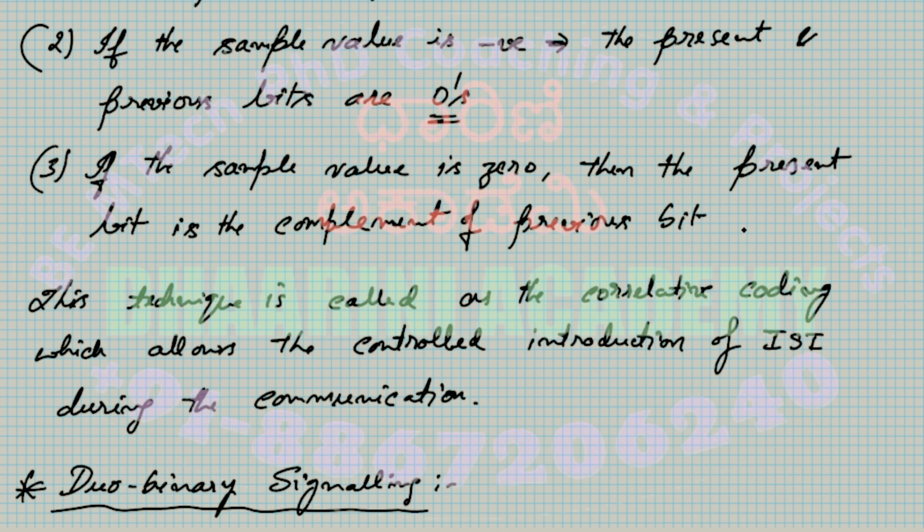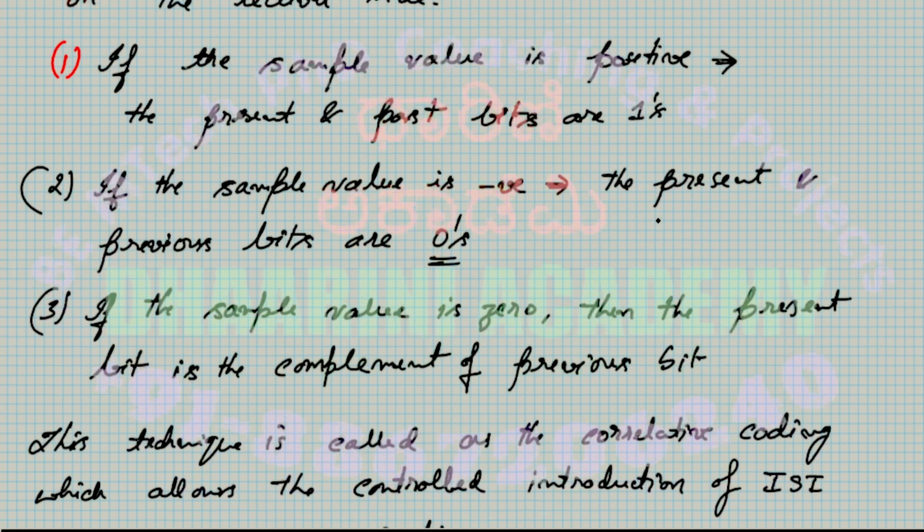Okay, so the original concept of ISI was that you are considering the current symbol and all the other possible symbols, right? Now you are not doing that. We are now calling it a controlled ISI only because the ISI between the present and the next symbol is considered, or the present and the past symbol, maybe. Okay, because the third one, if the sample value is 0, then the present bit is a complement of the previous bit, right?